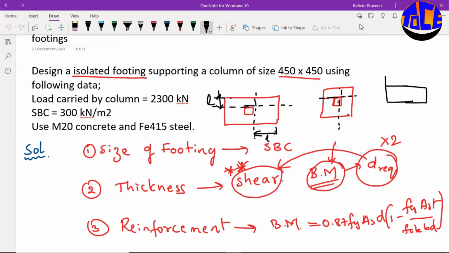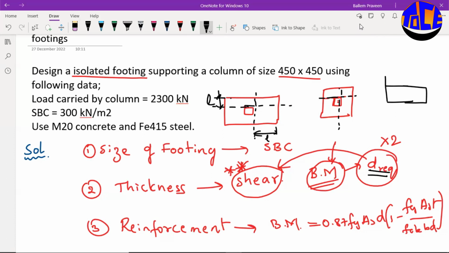That's it. Okay. And in case you are providing thickness for a rectangular footing using moment, then you have to consider both the moments, and from both the moments, whichever maximum d required you are getting, that maximum d you have to provide.